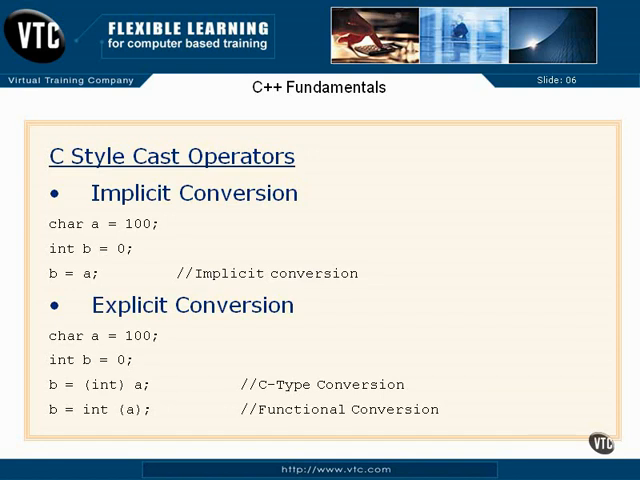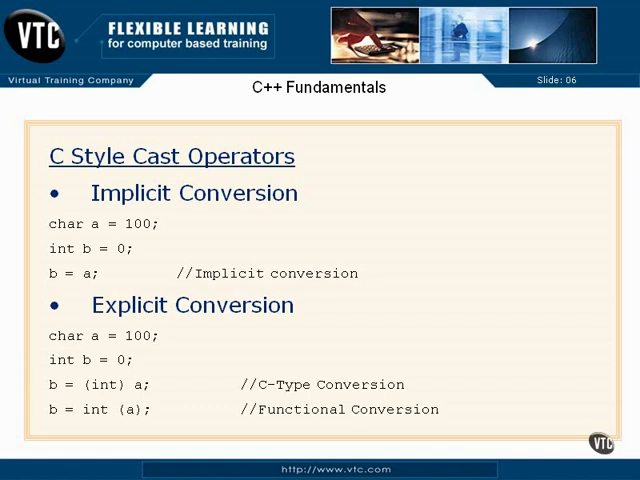An explicit conversion is one that we want to be sure that we have control over. We know exactly what's going on. And there are two types of those. There's a C type and there's a new C++ functional conversion. Again, we have our character A equal to 100 and we have our integer B equal to 0. Here B equals int inside parens of A. So that is producing the explicit typecasting of A from a character to an integer.